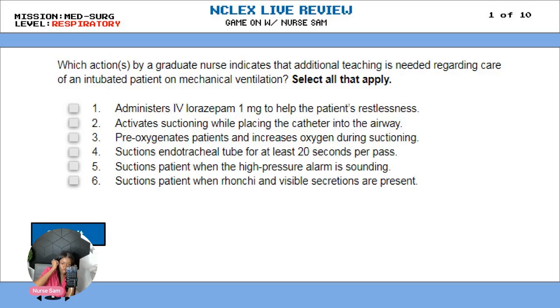Is 1 true or false? If it's false, then that's the one I'm going to go with, because that's what the question's asking me. All right, so Aisha says 2, 4, 5. Let me see what you guys are saying over here. All right, let's look and see what the answer is. You ready?